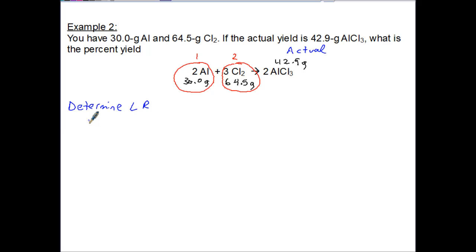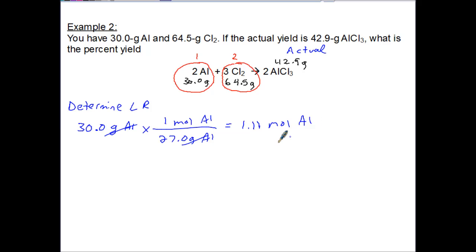Okay. So remember, what we have to do is convert substance 1 to moles. We have 30.0 grams of aluminum, and I'm going to put the molar mass in there: 1 mole of Al is 27.0 grams. Grams cancel, and when you divide those two numbers, you get 1.11 moles of aluminum. If you're from Britain, aluminium.